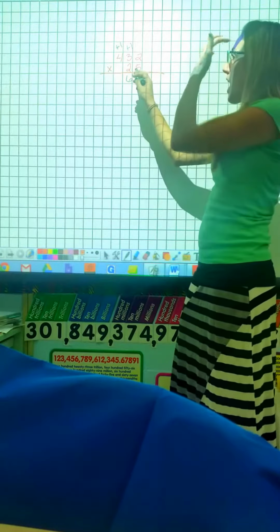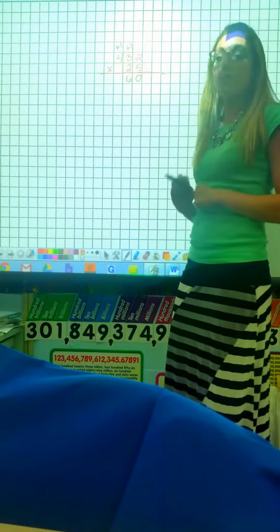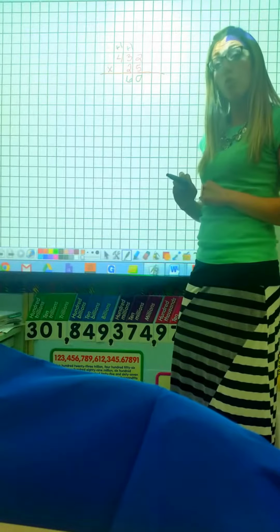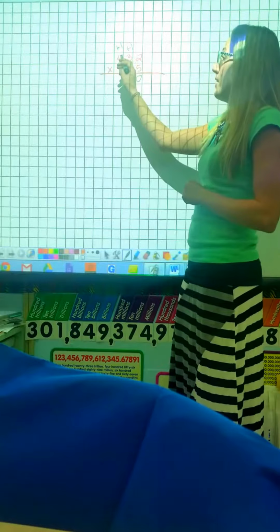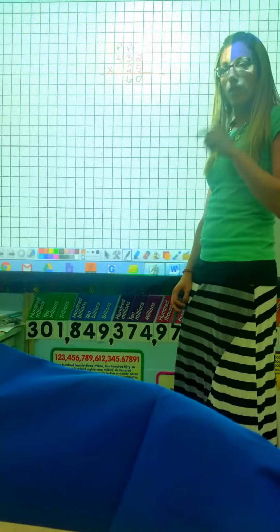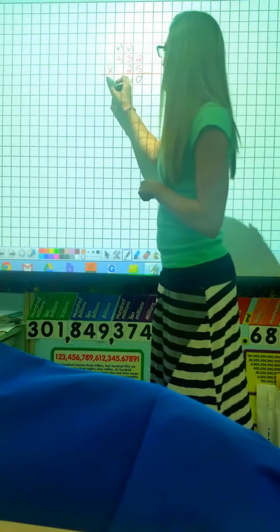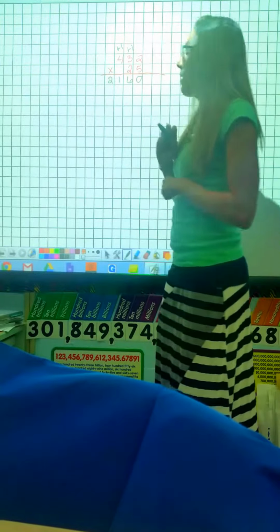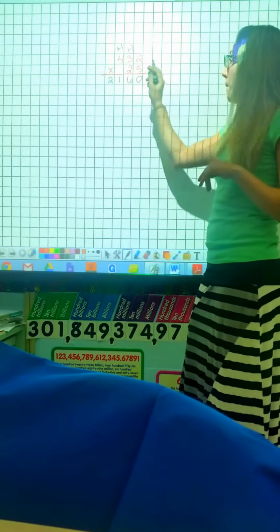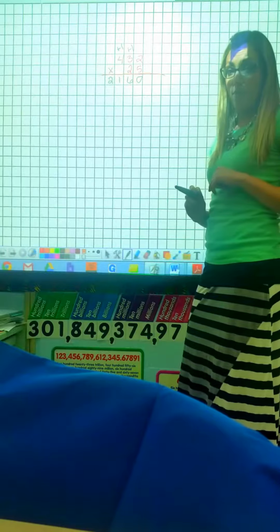Then I'm going to take my 5 and multiply it with my 4. 5 times 4 is 20. Then I need to add 1 more again, so that's 21. So I'm going to write down my 21 here. I am now all finished multiplying with my 5.